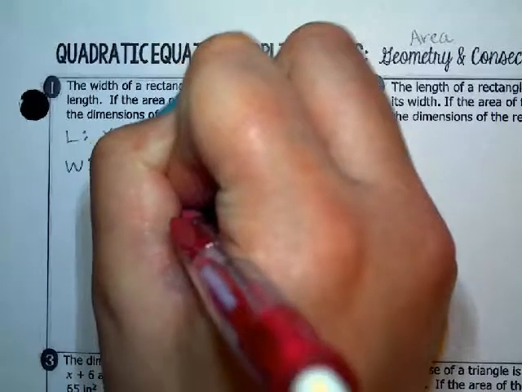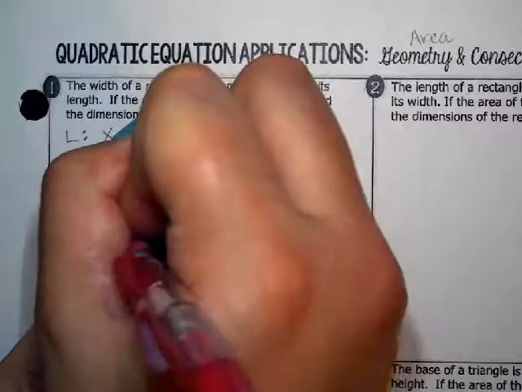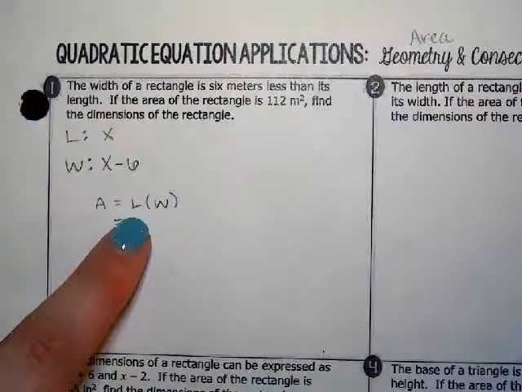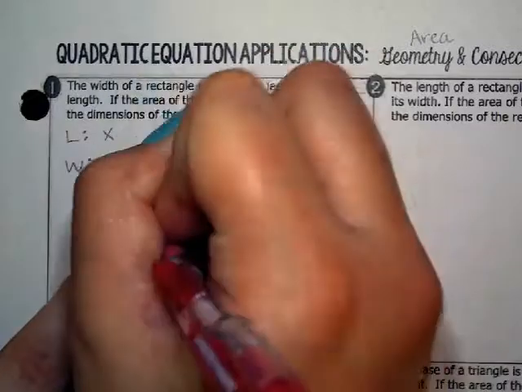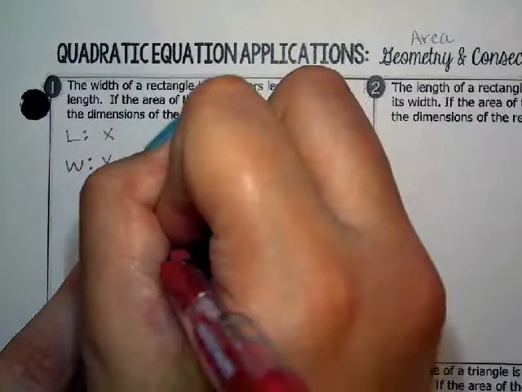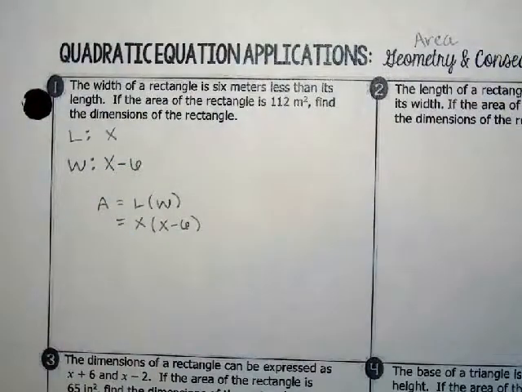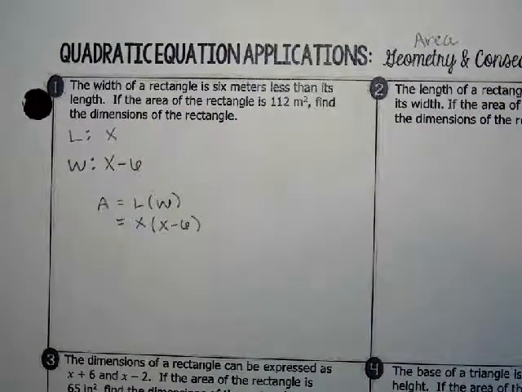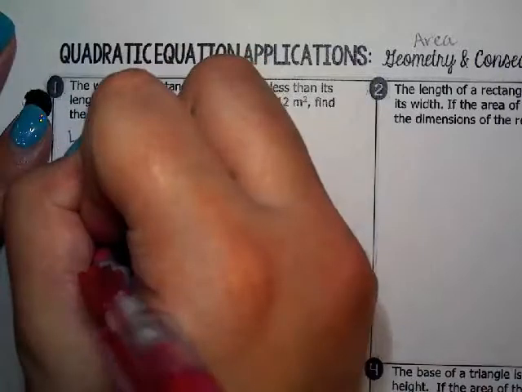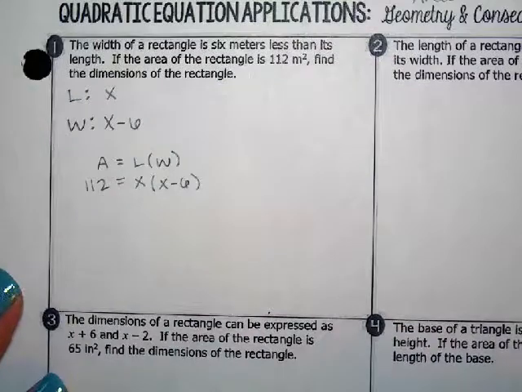And so if I wanted to write a formula for area, I would say area is length times width. But I actually know what my measurements are for length and width. What should I replace the L with? The L should be x, right? And then the W should be x minus 6. It doesn't really matter if you put them in backwards order. It's not a big deal. All right, and then they said the area is 112 meters squared.